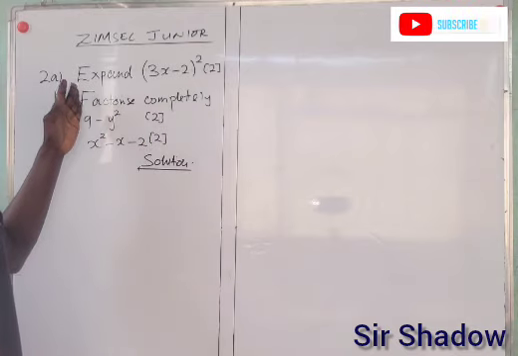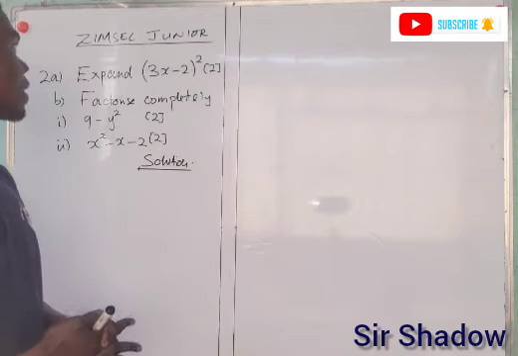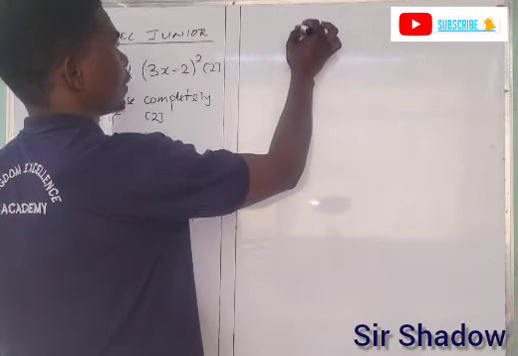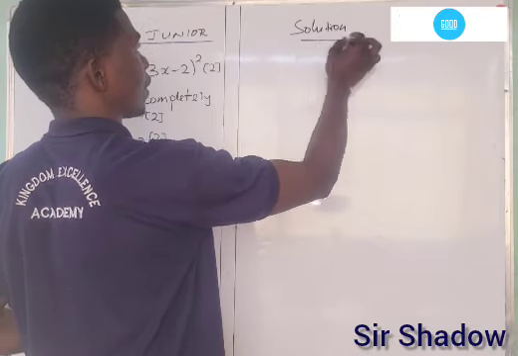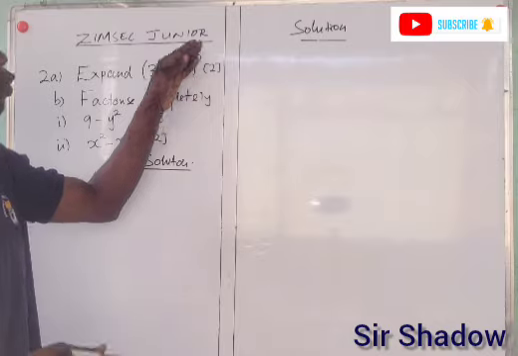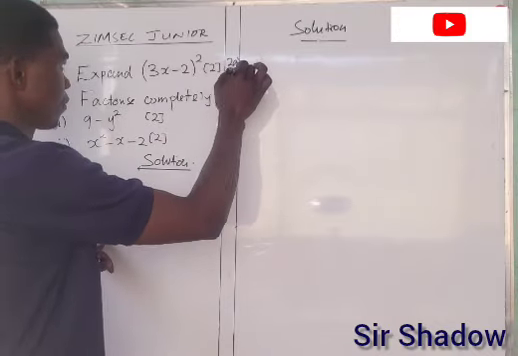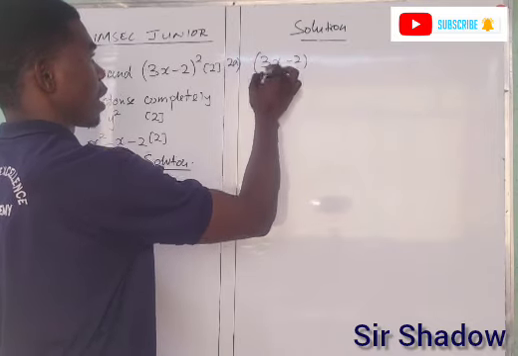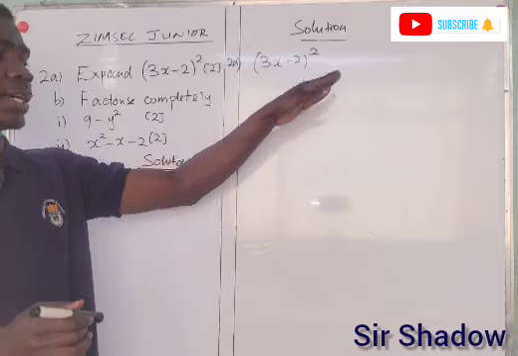So we want to attack the first question, which is question 2a, which says expand (3x minus 2) whole squared. So we want to see how to expand (3x minus 2) whole squared, which is question 2a. We want to expand (3x minus 2) whole squared, right?